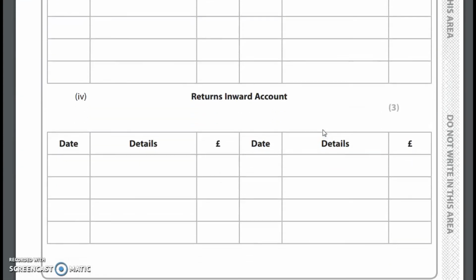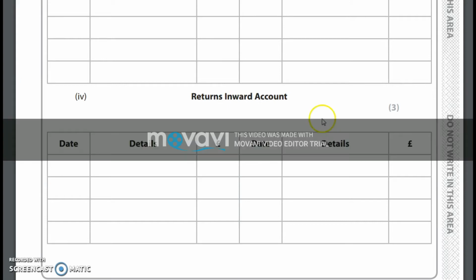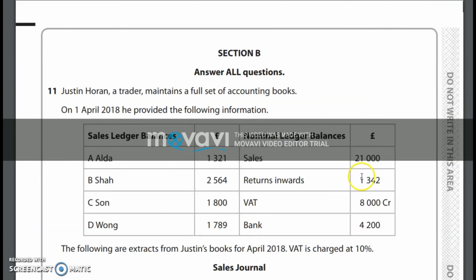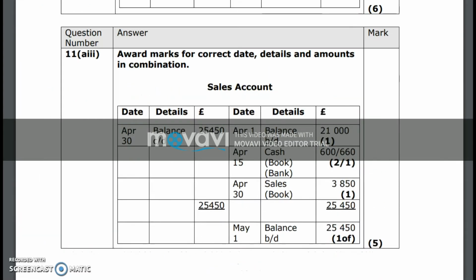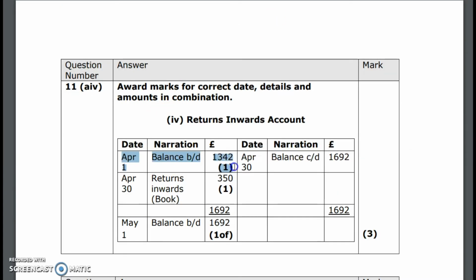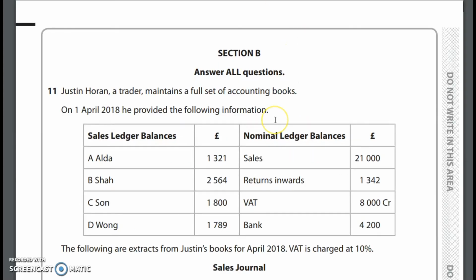Part 3 of the question. And the last T account that we have to do is the return inwards account. Return inwards is an expense account, therefore, the opening balance when we enter 1342 should be on the debit side. So as you can see, on April 1st, balance brought down is 1342. And then we go through the journals.